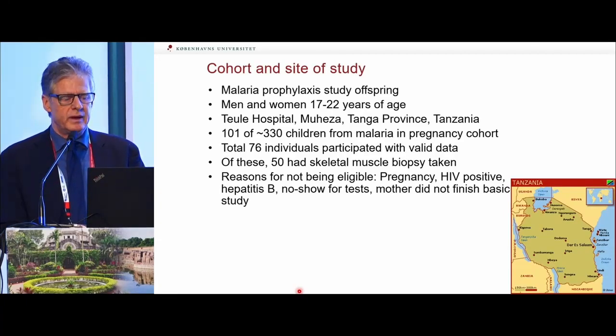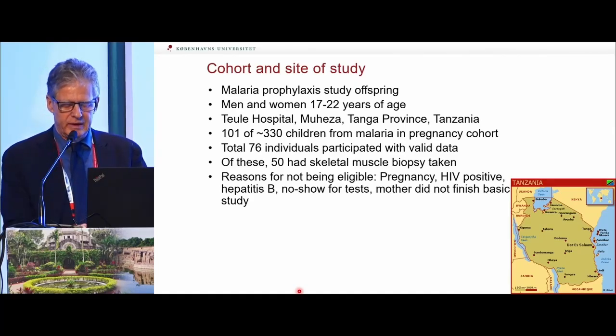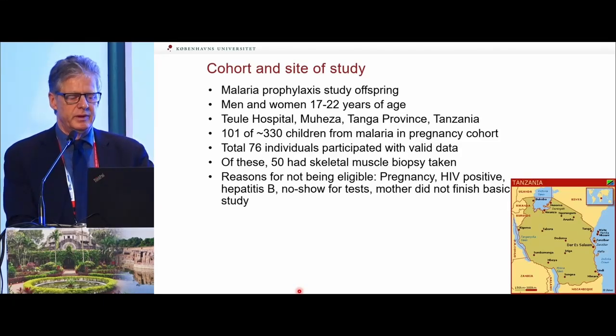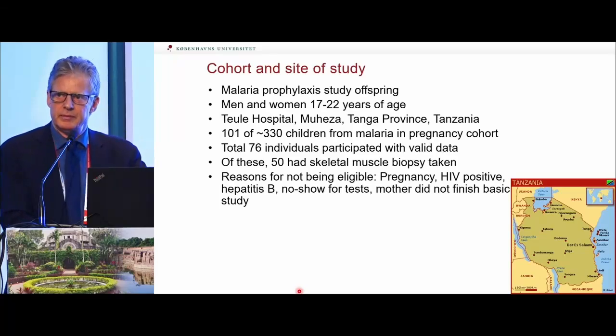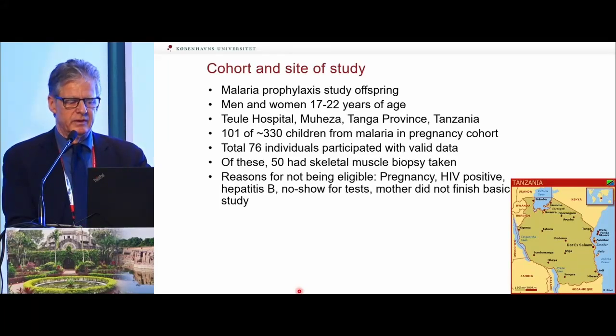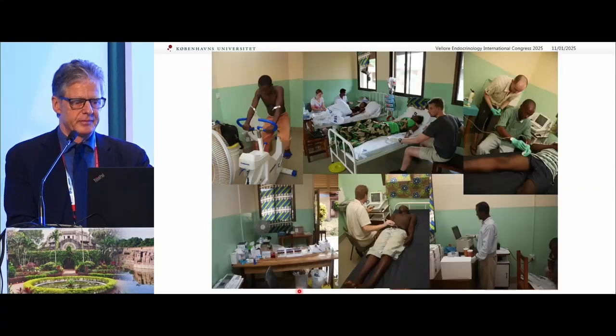And of these, in 50 we were able to do a skeletal muscle biopsy. The reasons for not being eligible were a mix of pregnancy, HIV positive, hepatitis B, not showing up, and we also had one case of a mother who did not finish the original study, so we could not include the child.